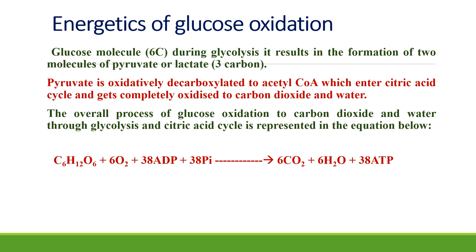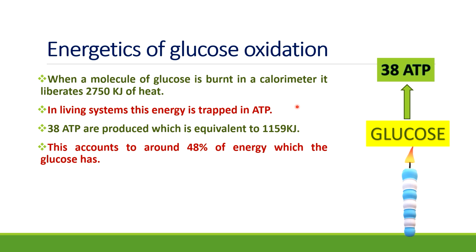while the glucose is completely oxidized to carbon dioxide and water. When you use the instrument calorimeter and burn the glucose, it will result in liberation of 2750 kilojoules of heat. In living systems, the energy is stored in ATP. So 38 ATP are produced in living systems when glucose is oxidized, and this is equal to 1159 kilojoules. This accounts for around 48% of the energy which the glucose has in it.